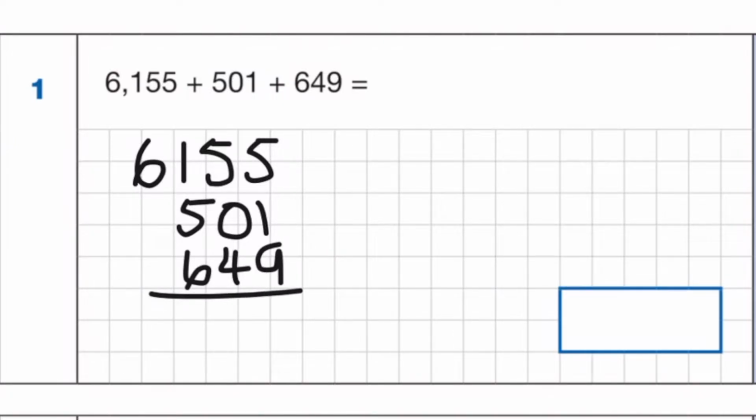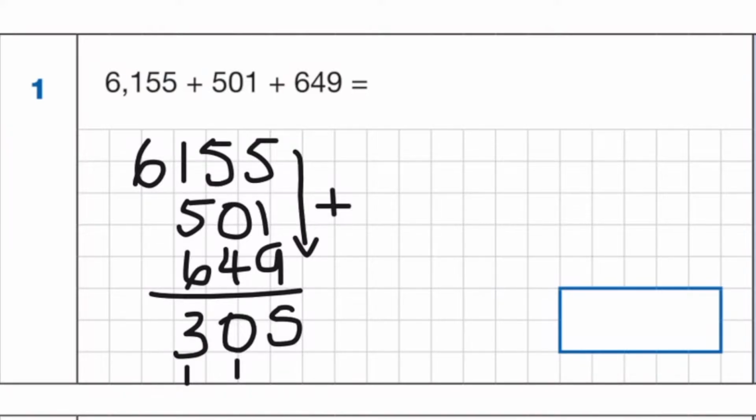So when we add them vertically, we get 5 plus 1 plus 9 would give us 15. We write down the 5 and we carry the 1. 5 plus 4 plus the 1 that we've just carried would give us 10. So we write down the 0 and we carry the 1 again. 1, 5, 6 and 1 would give us 13. Carry the 1. 6 and 1 would give us 7.